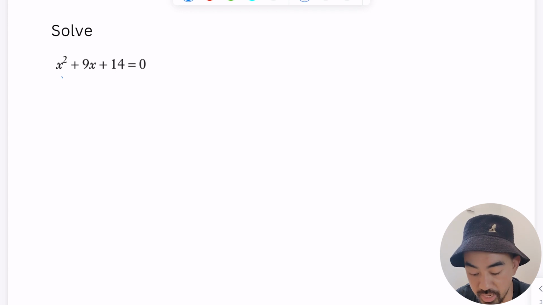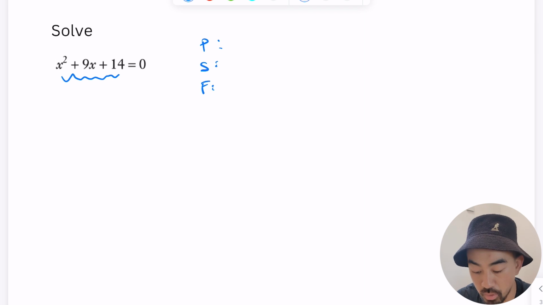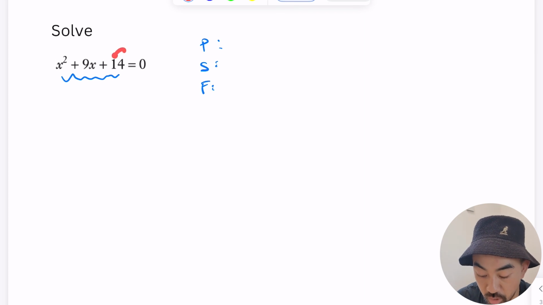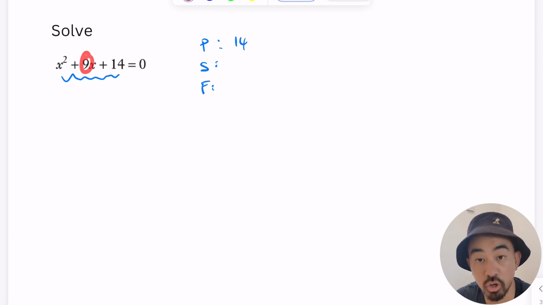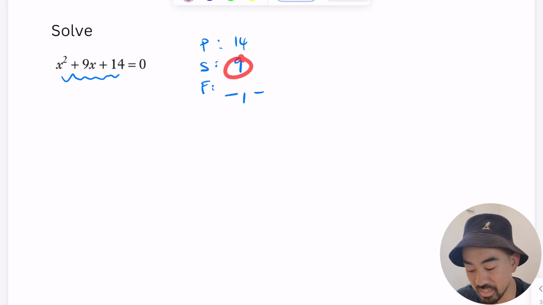Okay, now let's look at this example. x squared plus 9x plus 14 is equal to 0. So one side's already equal to 0, and now we have a trinomial. In other words, we've got three terms, a trinomial quadratic. What we can do is use this method, PSF, product sum factor, where we want to find the product, the constant here, 14, and the sum, the middle coefficient, which is 9. We need two numbers that multiply to give 14 and add to give 9.